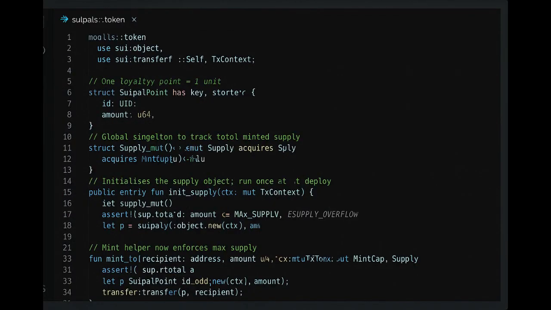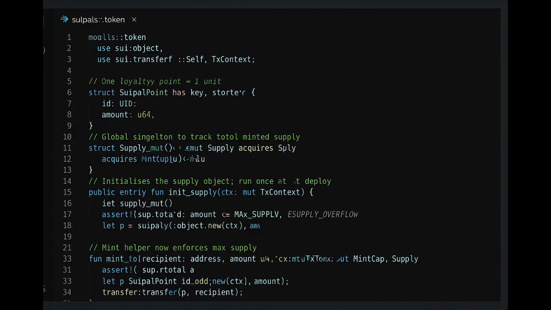Time to flex what you've learned. We add a second resource, supply, to track global issuance. Because only one instance should exist, we publish it to the shared object pool at address 0x0. Any module function that touches it lists acquires supply, making side effects obvious to auditors.